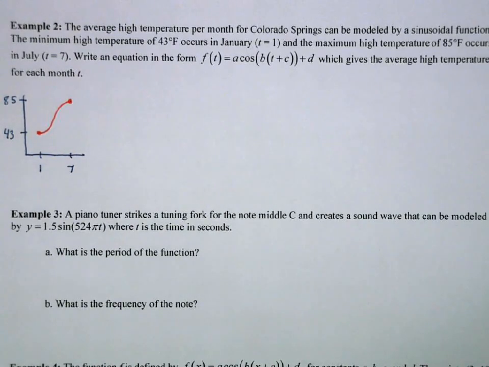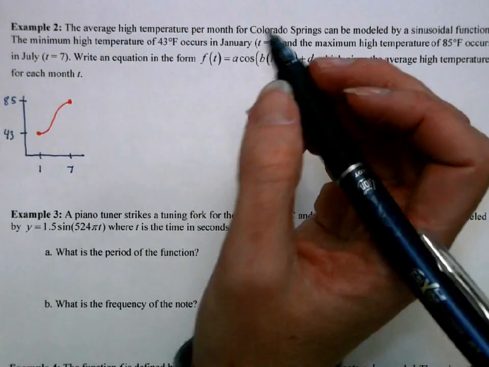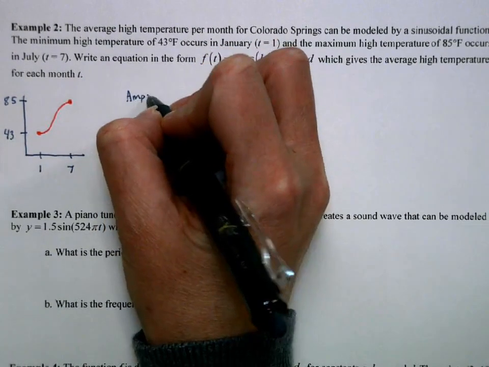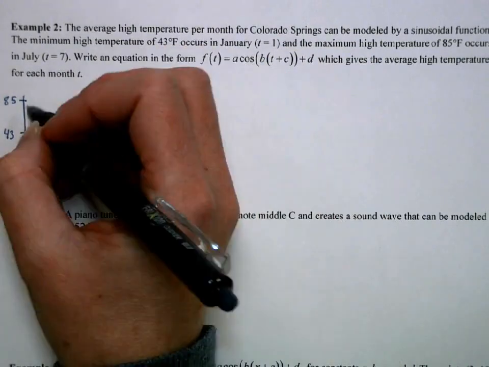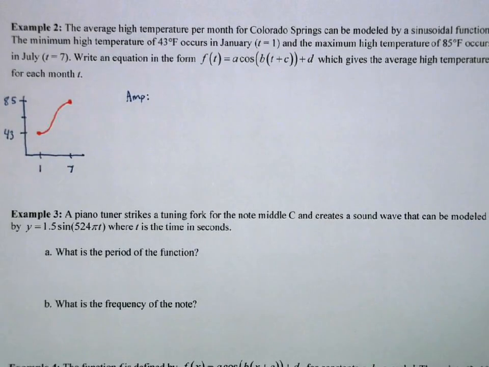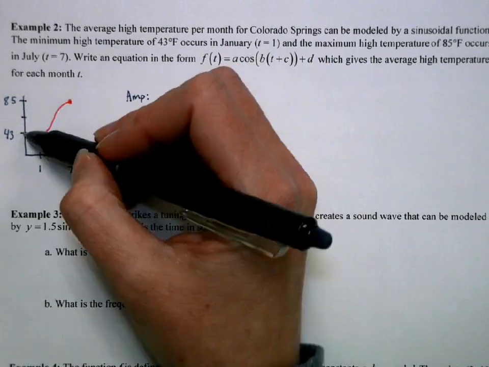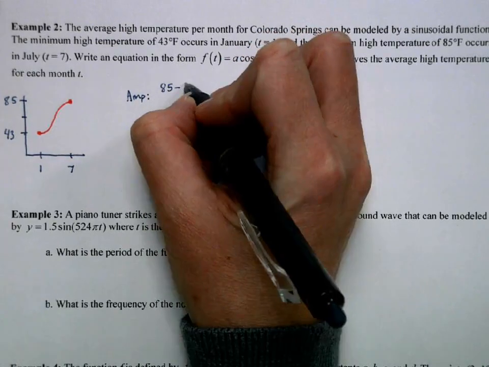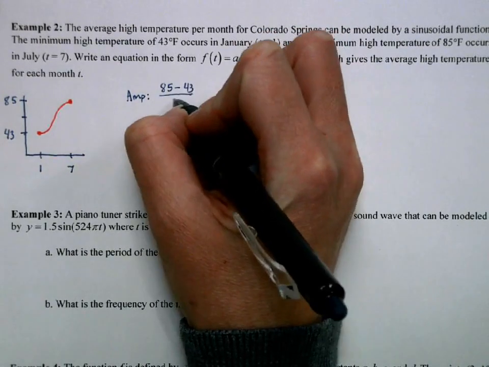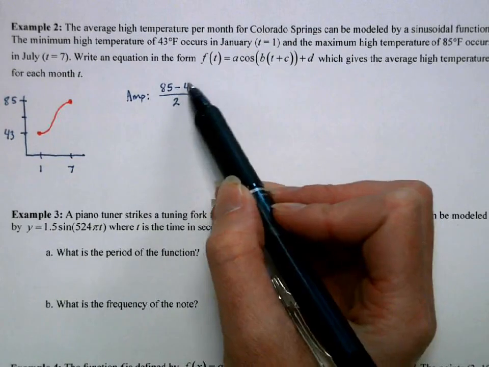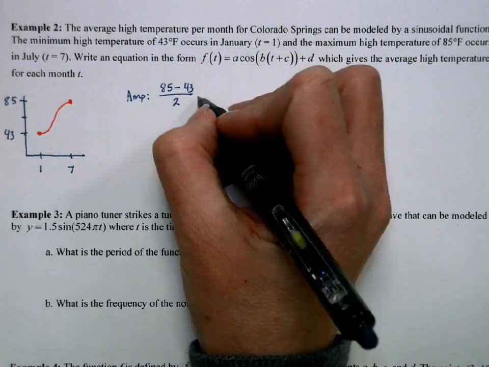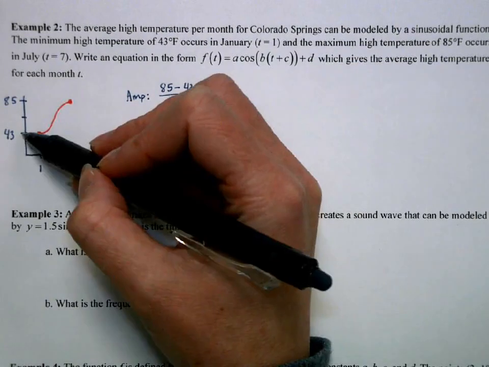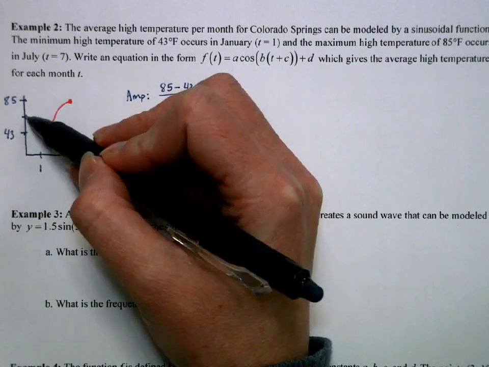Okay, we need to find the values for A, B, C, and D. The A is going to come from our amplitude. So the amplitude for this, well, let's think about this. The distance from here to here is going to be double the amplitude. So if I subtract 85 minus 43 and divide that by 2, 85 minus 43 is 42, divided by 2 is an amplitude of 21. The distance from here to here is 21. The distance from here to here is 21.